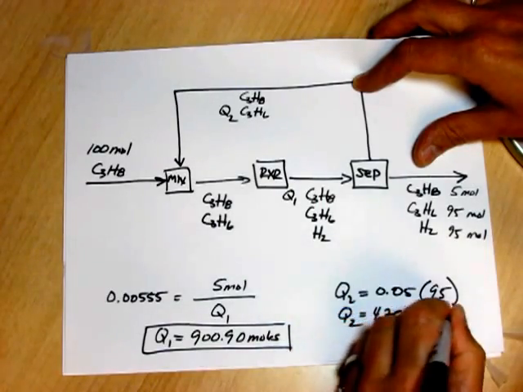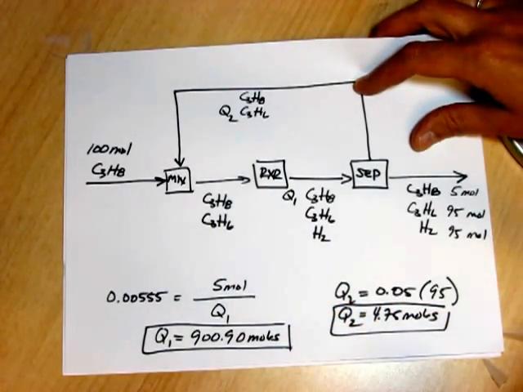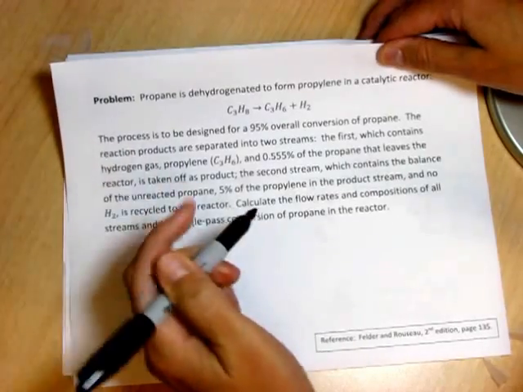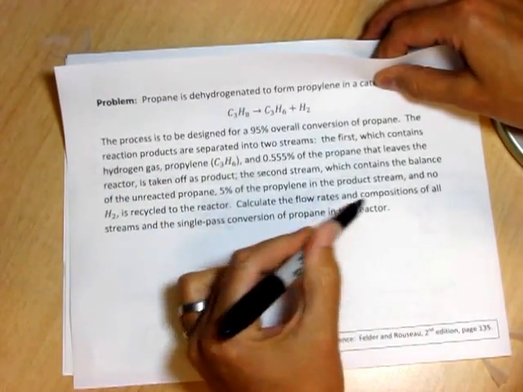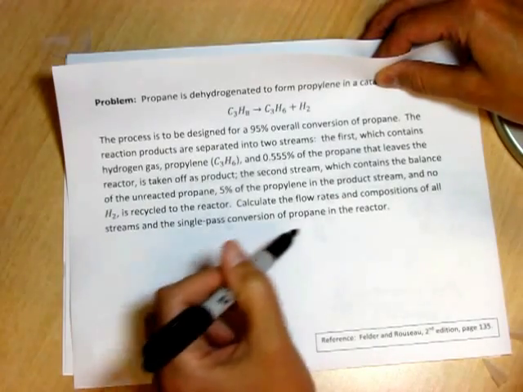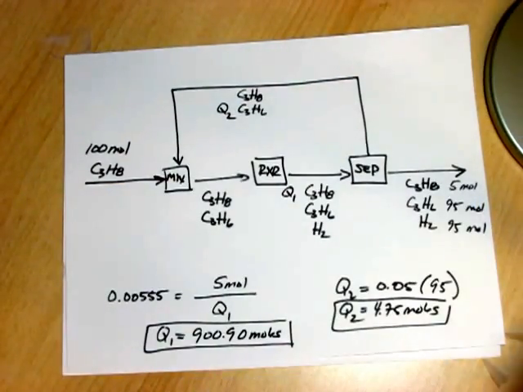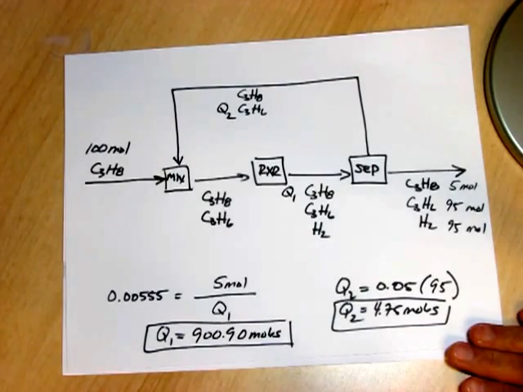So now we also know Q2. Now that's all of the information that was given to us in the problem. We've translated it into information on our flow sheet. And we're being asked to calculate all the flow rates and compositions and the single pass conversion of propane in the reactor. So it's time to look closely at the kinds of balances we might be able to do and to move the information that we have around the flow diagram.